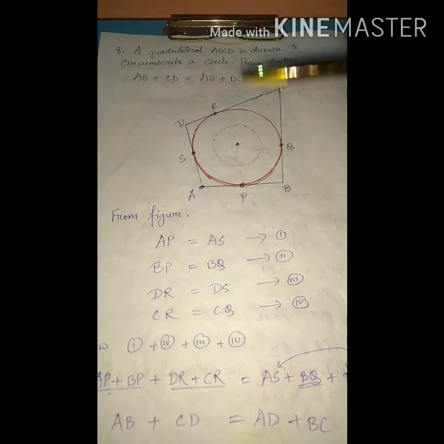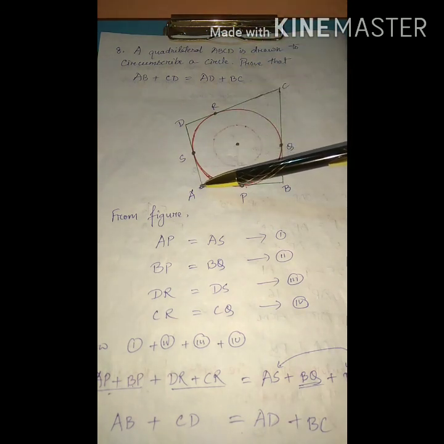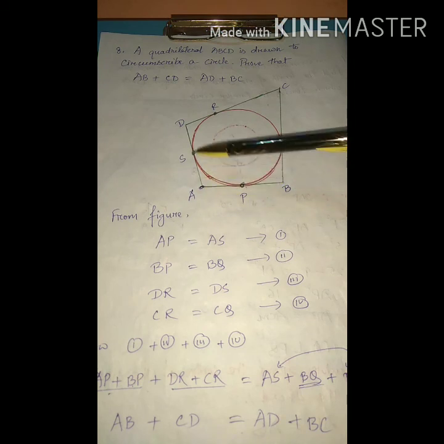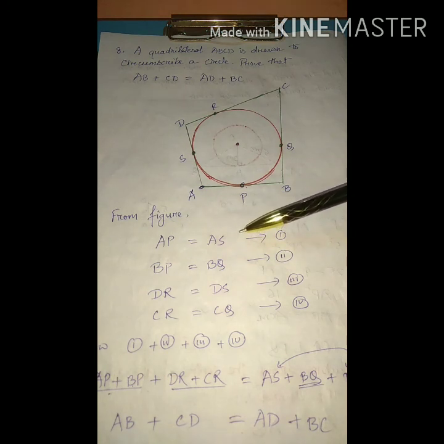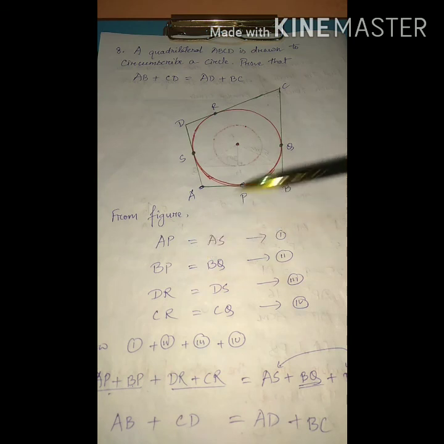So what you have to do, since we know the property that the lengths of tangents from A are equal, we put this as equation number 1. You see AP equal to AS. The second result we need is PB, so we write BP equals BQ in the second place.